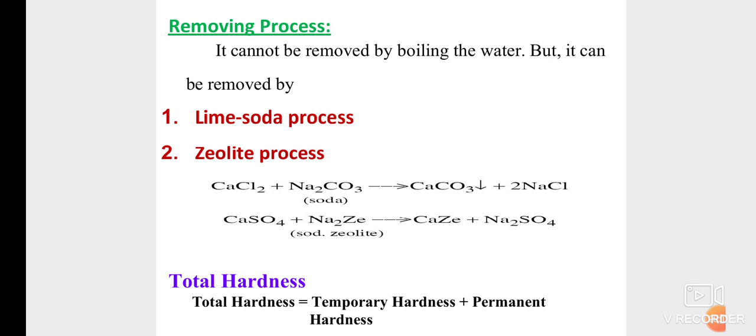We can simply write it as Na2Ze. Here Na2 is the sodium, and Ze is the zeolite. It is the sodium zeolite. Suppose this sodium zeolite is treated with permanent hardness producing water, that is, calcium sulfate. The sodium zeolite is converted to calcium zeolite. So instead of sodium zeolite, calcium zeolite is formed. The zeolite absorbs the calcium and magnesium salts from the water and forms Na2SO4. So it is another method to convert the permanent hardness producing salt into normal water. That is, calcium sulfate is converted into calcium zeolite and Na2SO4. So these two methods are used for removing the permanent hardness producing salts in the water.